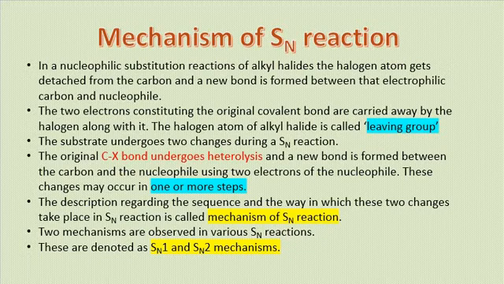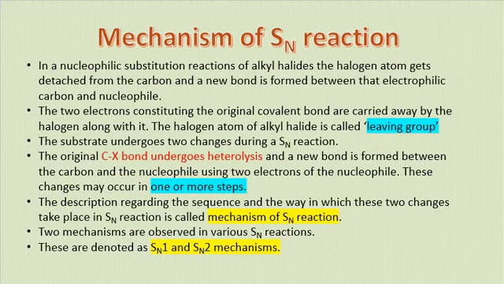And this halogen atom of the alkyl halide which is leaving the compound is called the leaving group, and the substrate undergoes two changes during nucleophilic substitution reaction or SN reaction. The original carbon-halogen bond will undergo cleavage and a new bond is formed between carbon and nucleophile using two electrons of the nucleophile which is coming to the substrate.